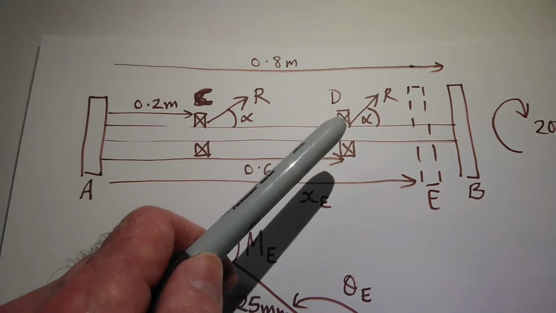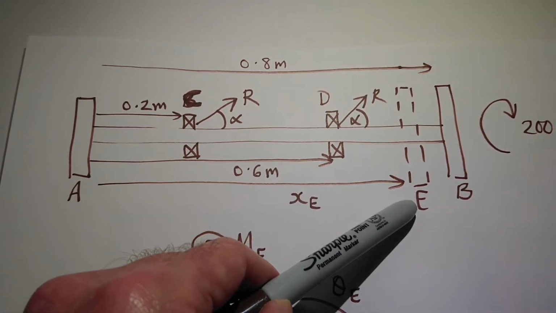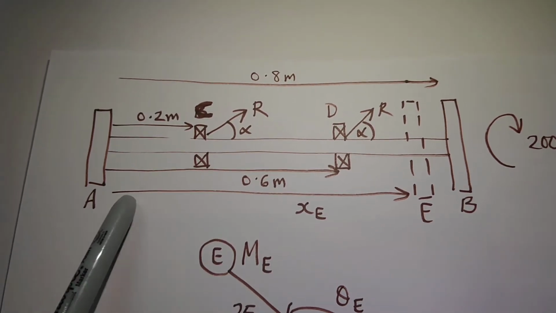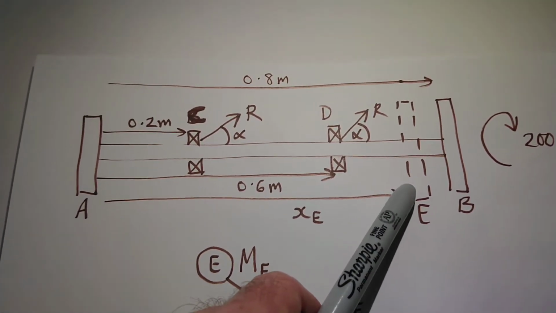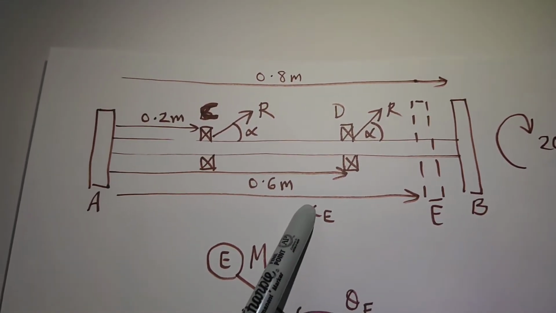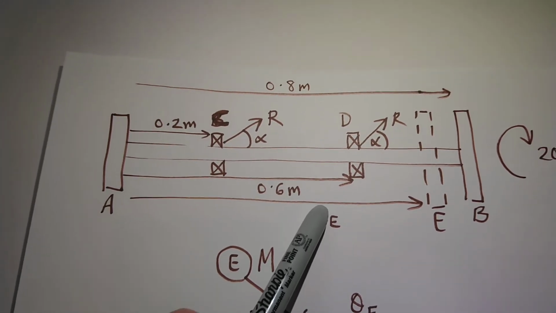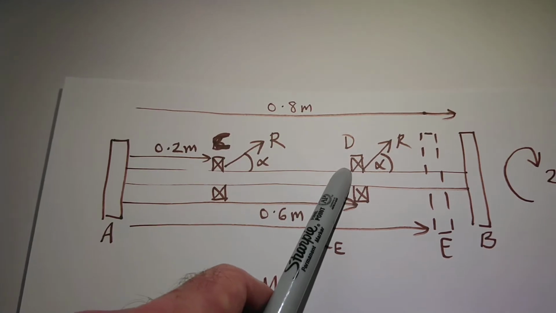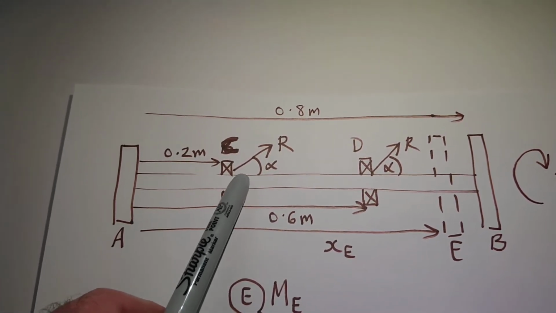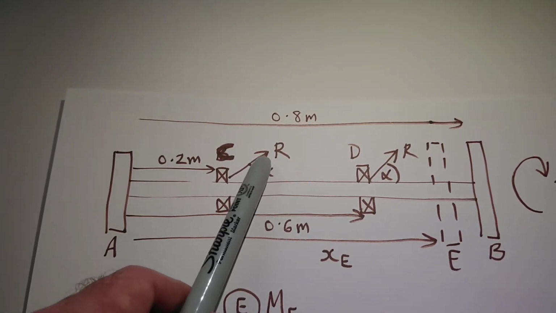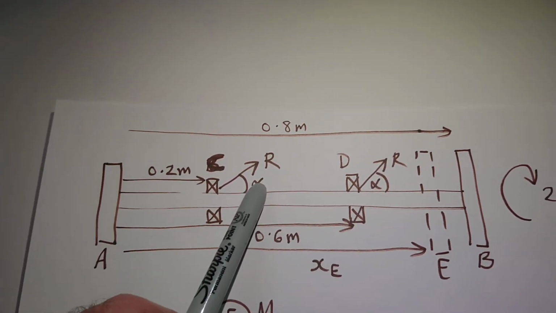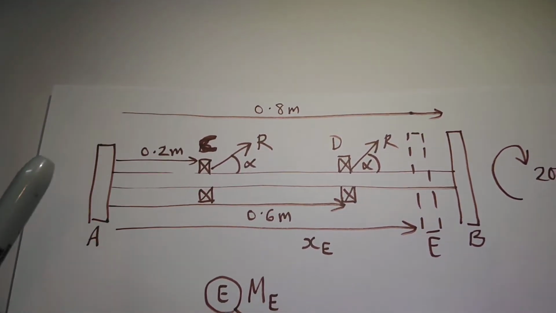So our task is to add an extra disc E, a distance XE from A, work out the mass of E and the position that E needs to be placed so that we minimize and equalize the load on the bearings. So in other words, we're saying both bearings are going to experience load R, and that's going to be at some unknown angle alpha.